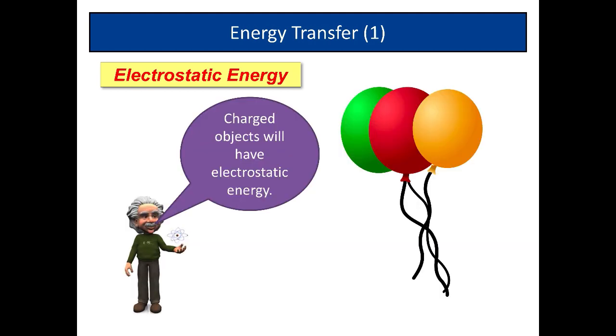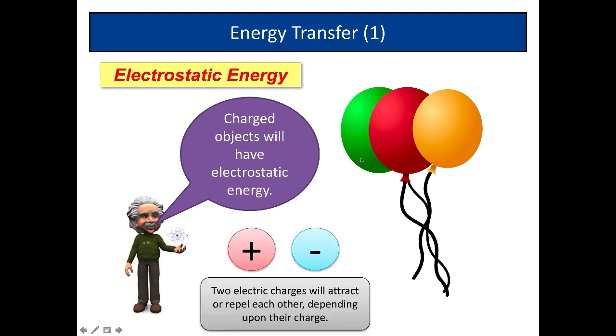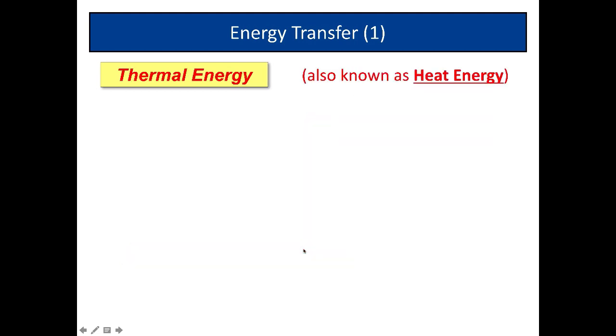Electrostatic energy. Charged objects will have electrostatic energy, like these balloons. You've already done this. If you rub balloons on your jumper, they gain electrostatic energy, and they will attract each other or push each other away. You can stick them to the wall, have lots of fun with them, can't you? So any two electric charges will attract or repel depending on their charge. Positive and negative will attract. Positive will repel positive. Negative will repel negative.